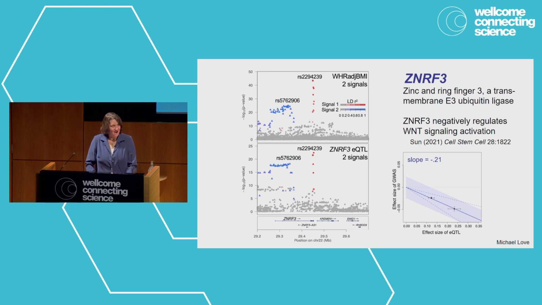It's a kind of wide variation there, but the direction matches what's understood about the protein function. So this is a gene that's been shown previously to negatively regulate Wnt signaling activation. There's a lot of Wnt signaling involved in waist-to-hip ratio and patterning. And so this corresponds and suggests that ZNRF3 may be the gene underlying this particular association.